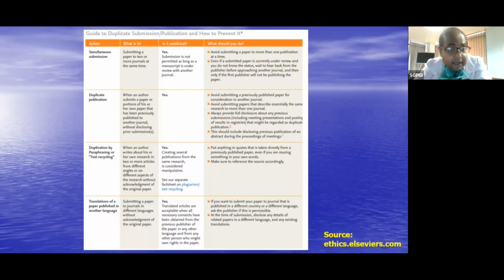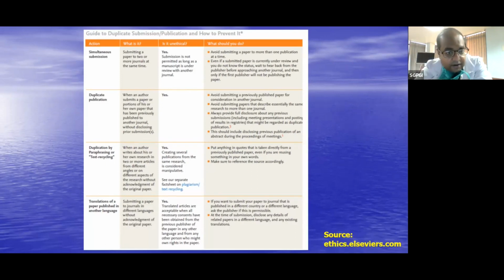And duplicate publication is when an author submits a paper or portion of his or her own work which has been previously published to another journal without disclosing prior submission. So it is something like you get your paper accepted somewhere, and before it is in print, you submit the same paper to another journal. So that is a duplicate publication. It is considered unethical because it gives a false opinion that this work has been reproduced many times, although in true sense it was just a single study which has been published twice. So it is considered unethical.